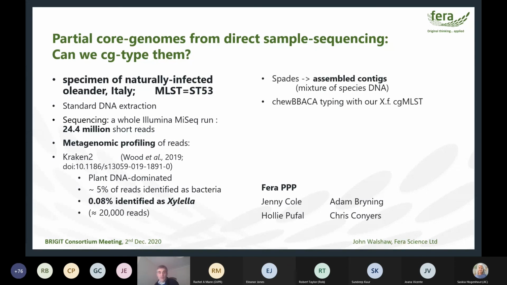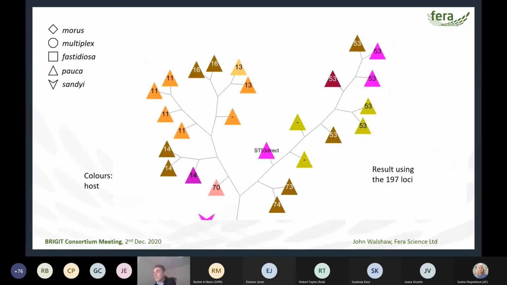Again, to cut a long story short, Sam assembled this and typed it with Chewbacca, and actually we got 197 core loci where known alleles could be called. So that's less than 15% of the scheme, but it was there and identifiable. And if you plug this into the scheme, it looks good. So this is a part of the network populated by ST53. This is our direct sample. I'm not going to say anything about these, which are two Salento samples.